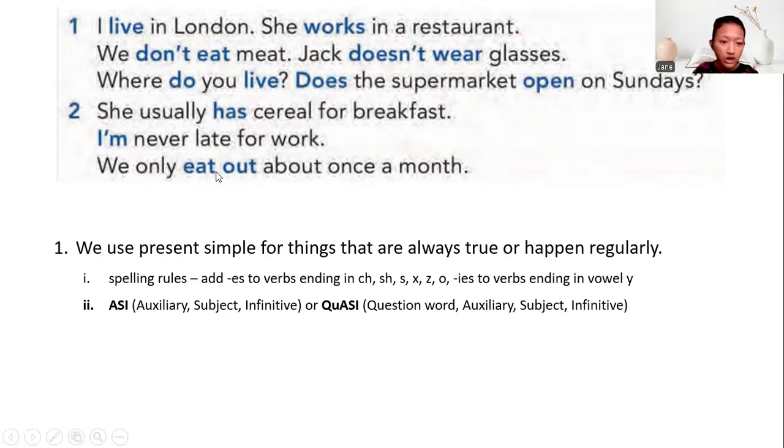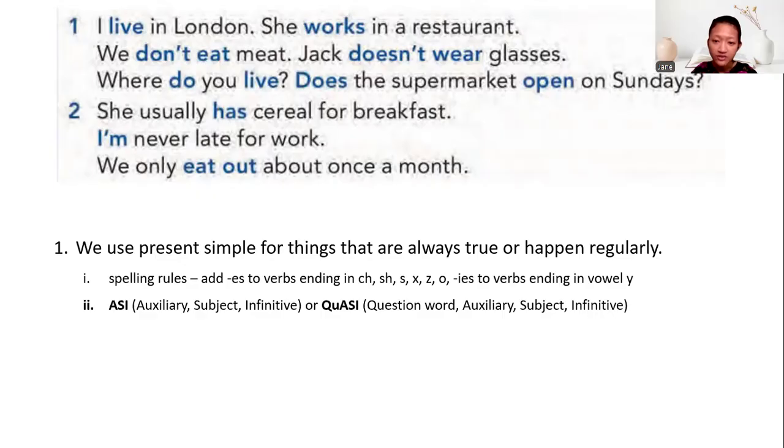And here, also, please pay attention to the spelling rules. So we have to add es to the verbs ending in ch, sh, ss, z, o. So the kind of verbs that we cannot pronounce the s sound really well. So for work, we can say works, but let's say watch, it's difficult to say watchs, right? So we add es and the pronunciation becomes watches.